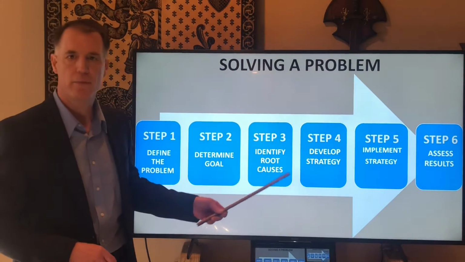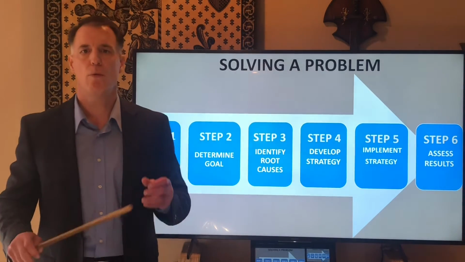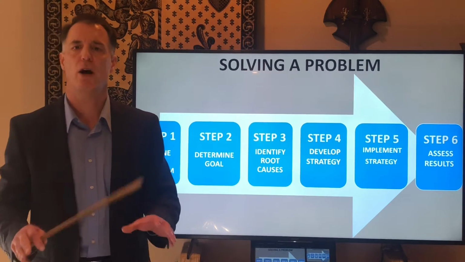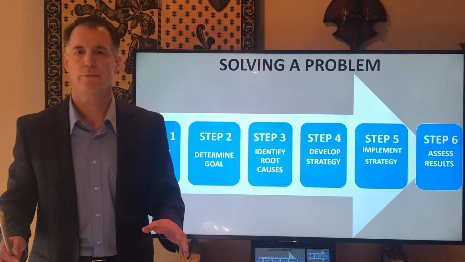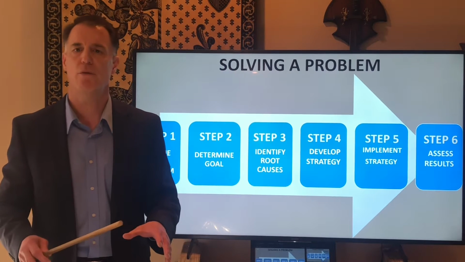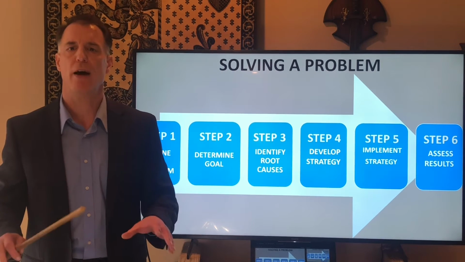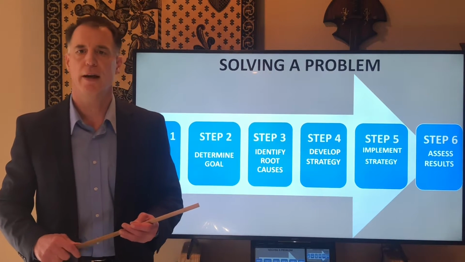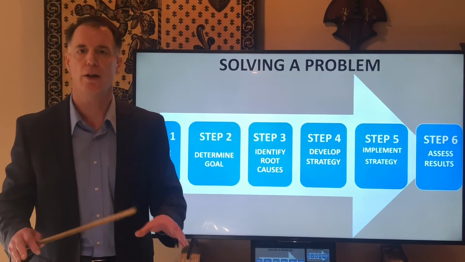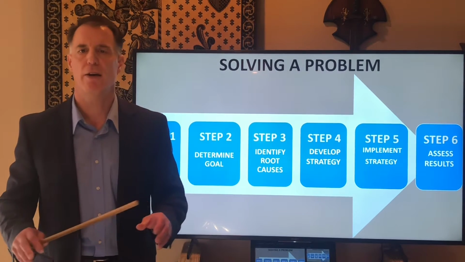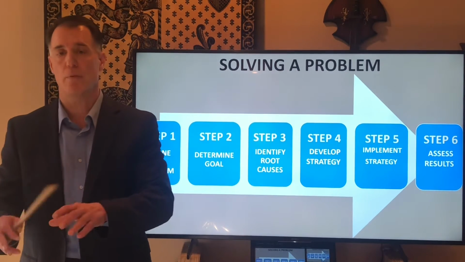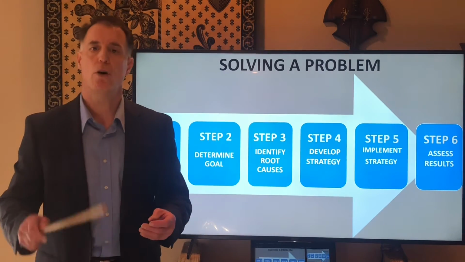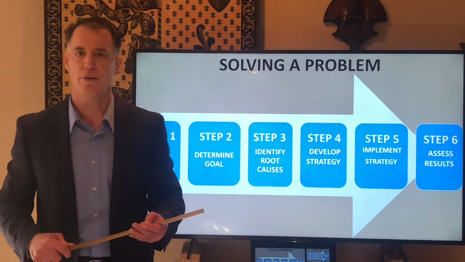In step 3, you determine what are the possible root causes that could be causing the problem you're trying to solve. Then when you get to step 4, you develop a strategy that you believe will correct the most likely root cause and enable you to accomplish the goal that you want to achieve. This strategy, in the long-term plan, it's called the PRESS plan. We'll also discuss that plan in a later segment.